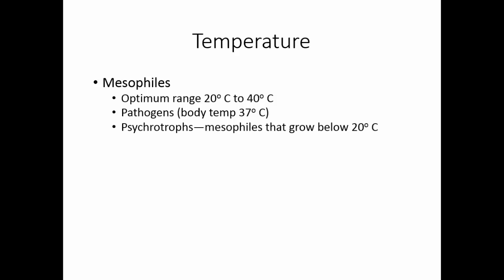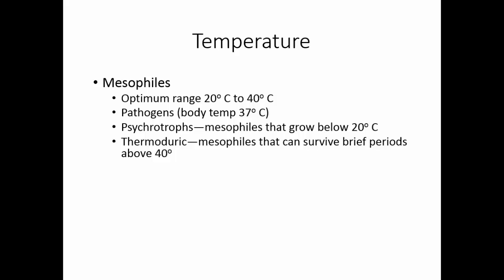Psychrotrophs are mesophiles that will grow below 20 degrees centigrade. These organisms are sometimes involved in food poisoning because they will multiply at refrigerator temperatures, and if they produce toxins, the toxins can be produced in the food.